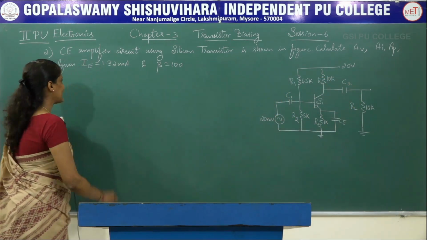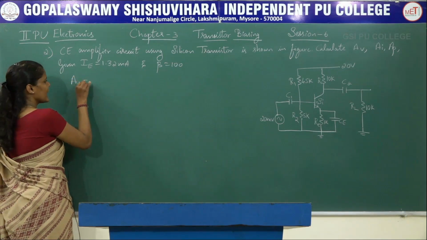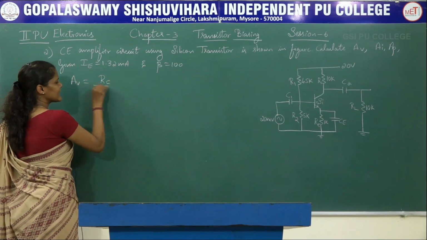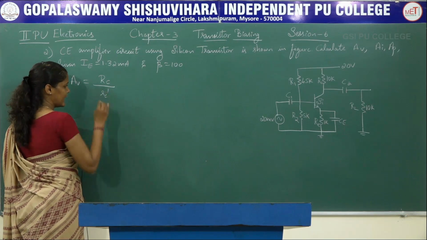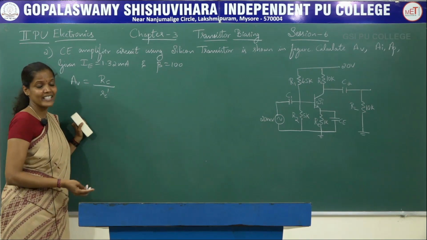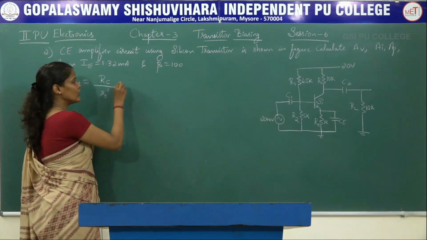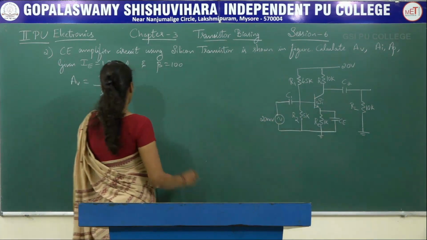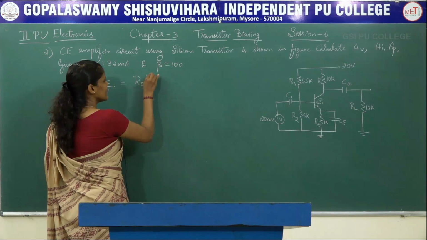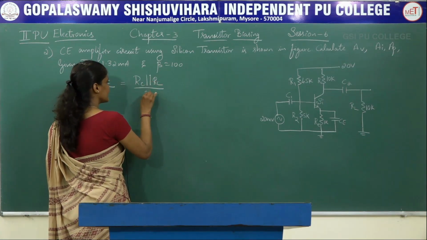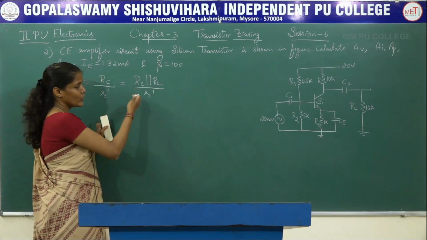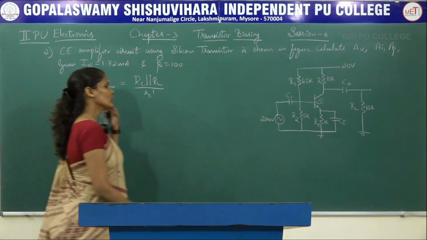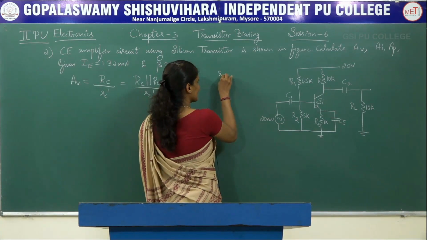Now first let us calculate this AV. AV is equal to RC divided by RE dash if the load resistor is not given. If the load resistor is included here, the load resistor is included. So the formula will be RC parallel to RL divided by RE dash. I don't know the value of RE dash also. So we are going to calculate RE dash first.